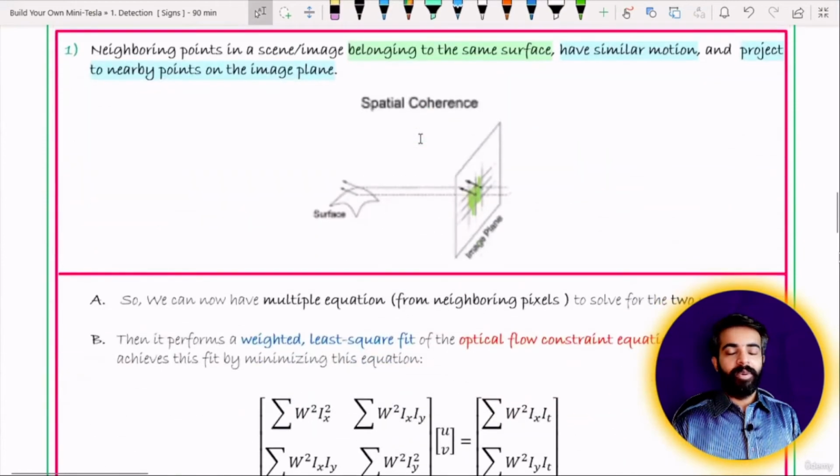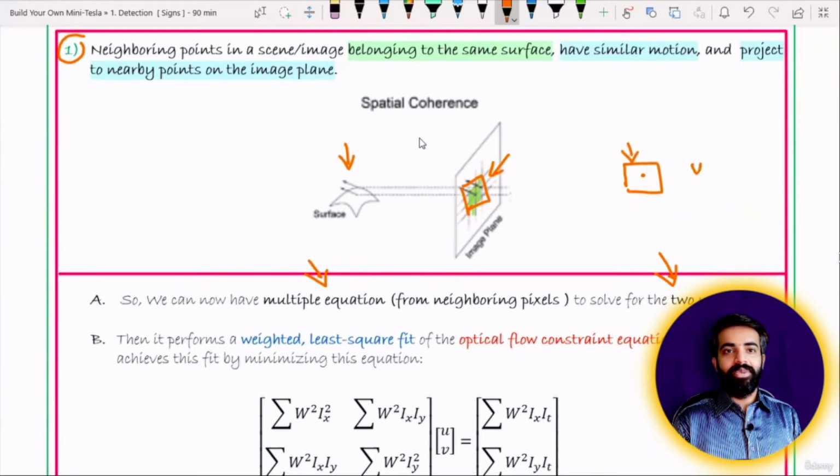For this, Lucas-Kanade proposed another assumption. That was that neighboring pixels or points in a scene or image belong to the same surface, have similar motion, and project to the same point on the image plane. Right here, if you see this image, the same surface can be directed to the same point in the image plane, and thus they have similar characteristics according to the neighbors. So what this means is we now have multiple equations for solving for the 2 unknowns, because all the neighboring pixels of the pixels that we want to track or estimate the motion of have similar motion and similar characteristics. So their equations can also be used to estimate the 2 unknowns, u and v.